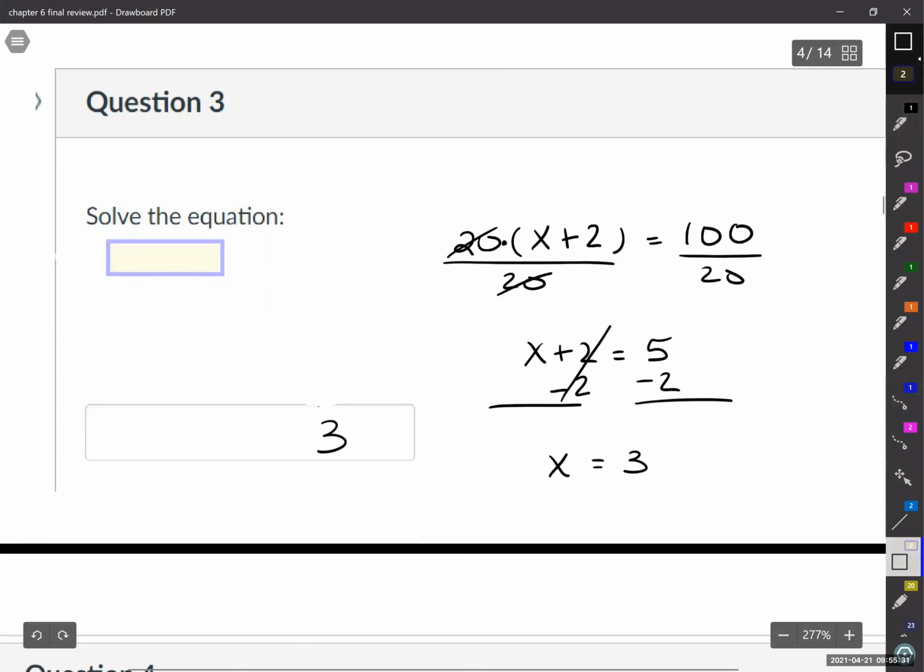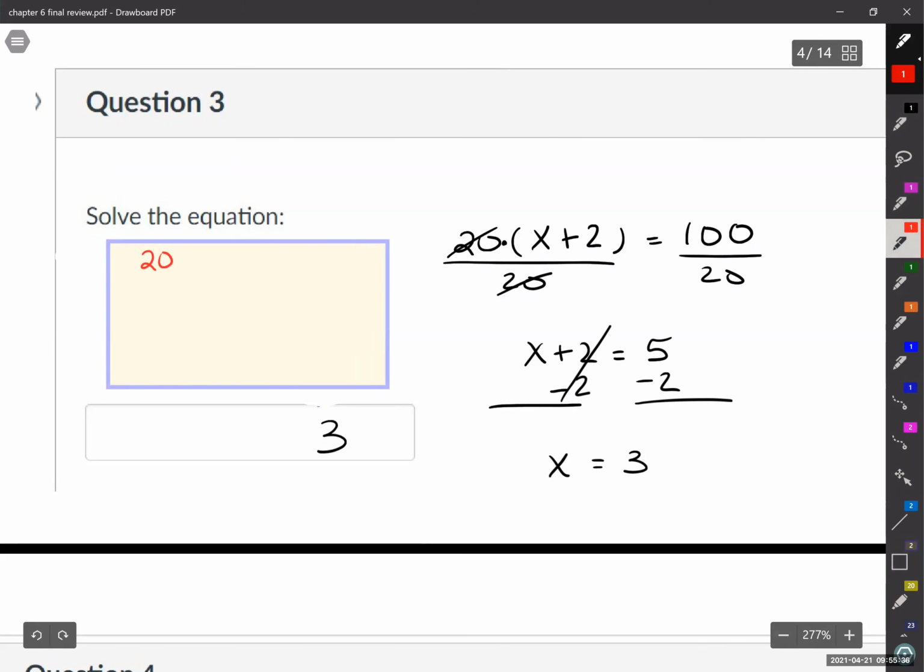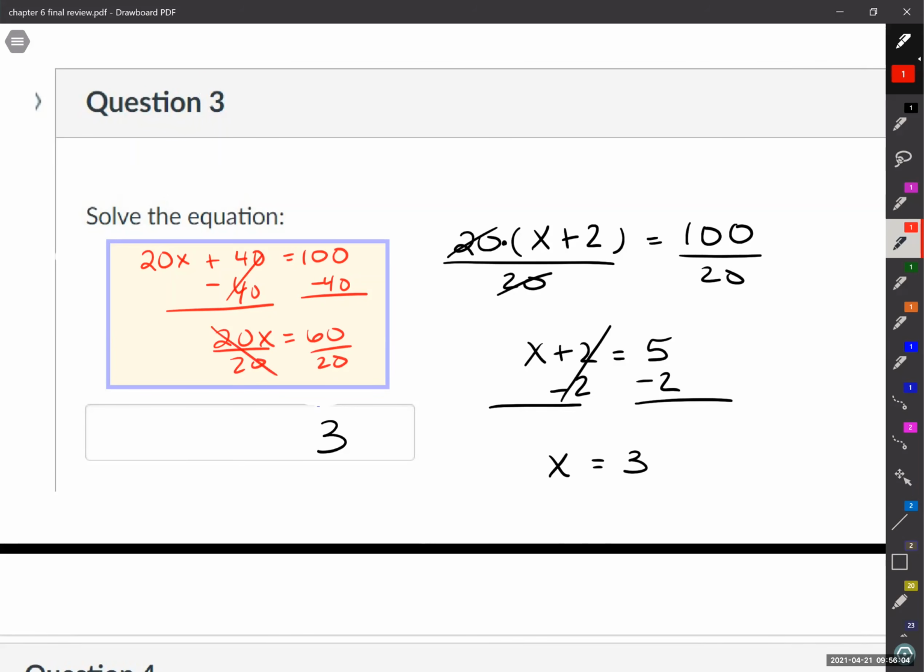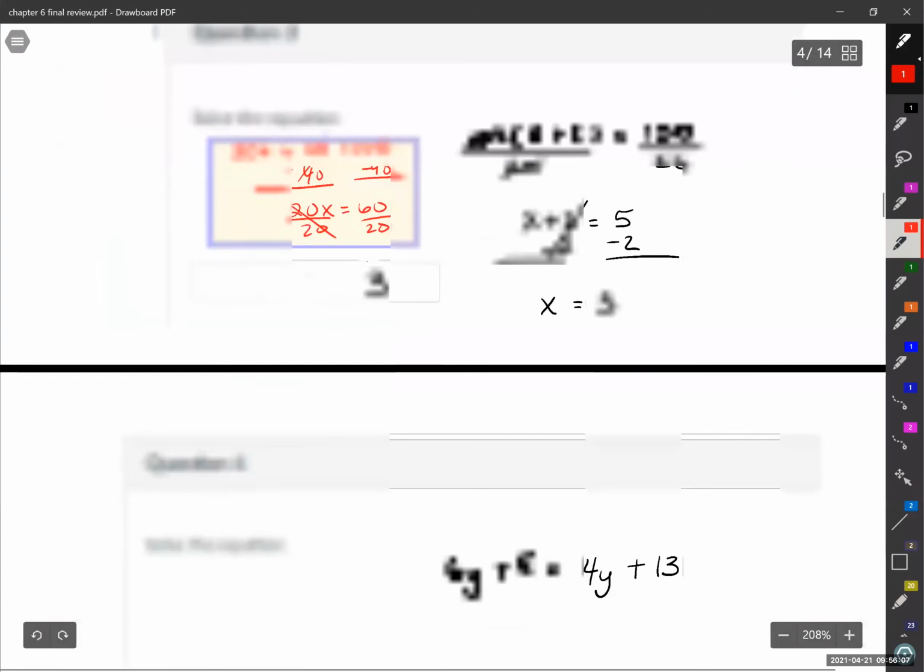However, we could have done an alternate solution. We could have first distributed the 20 throughout, so 20x plus 100 and 20, or sorry, plus 40. 20 times 2 equals 40. And once we distributed the 20, then we could have solved. So if you prefer this method, then you would subtract 40 from both sides. 20x equals 60, divide both sides by 20, and we still get our answer of 3. So just a preference on which we do first.